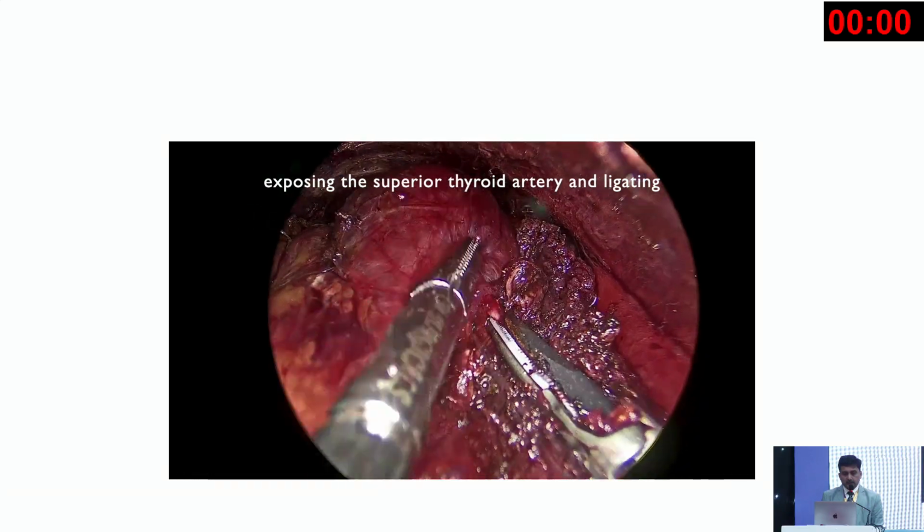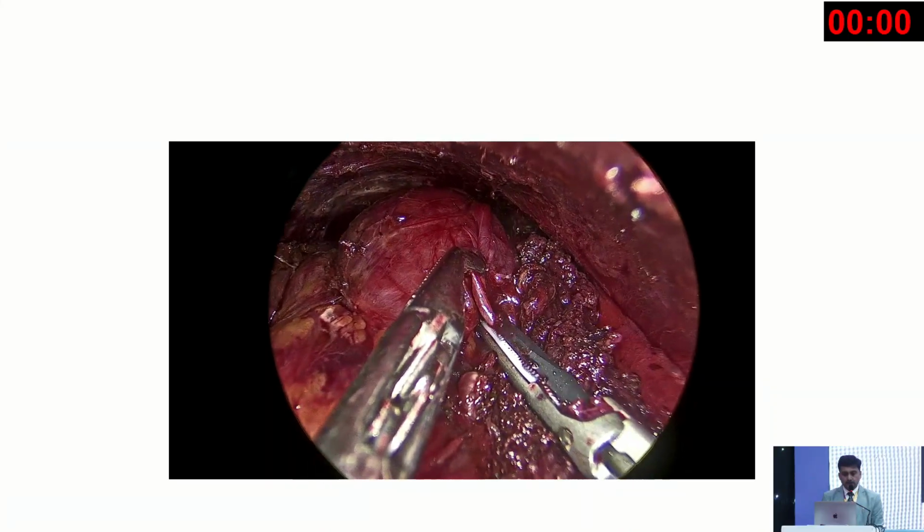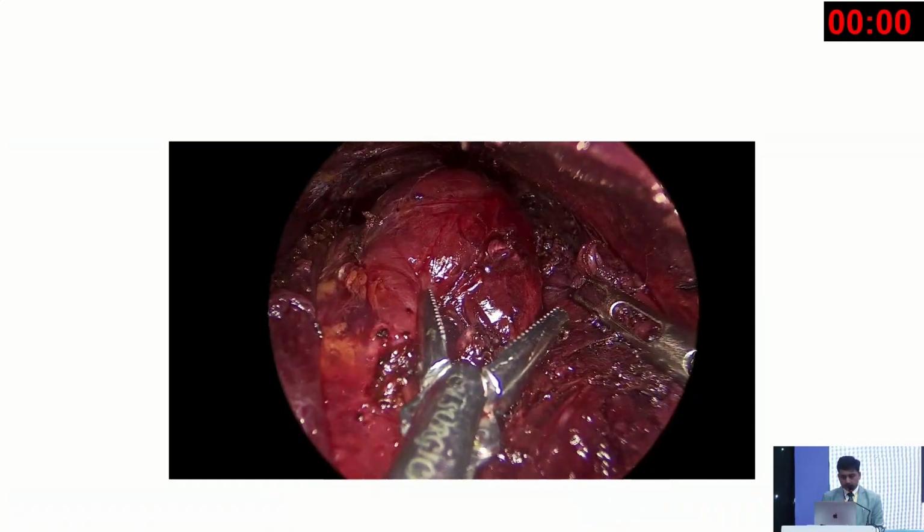So this is the superior thyroid pedicle. That's the superior thyroid, probably vein.